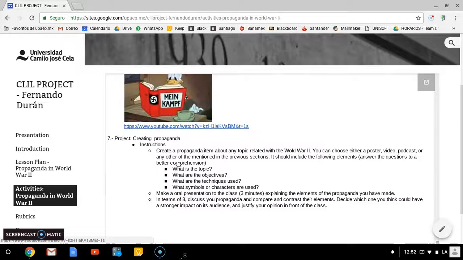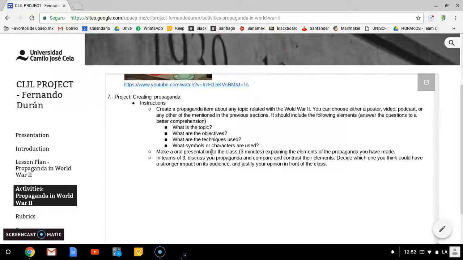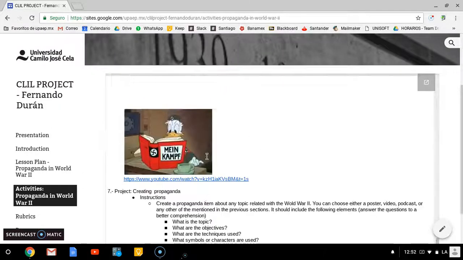And finally, the project. They have to create their own item of propaganda. At the end, they have to bring together all the information and all the skills they have developed, and create either a video, a broadcast, a poster, or a speech. It doesn't matter. They have to create something. They answer these questions: what is the topic, what are the objectives, and the techniques, and they have to make an oral presentation and discuss this propaganda item with the students.